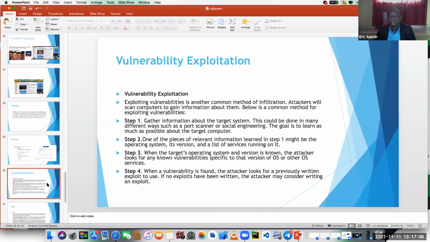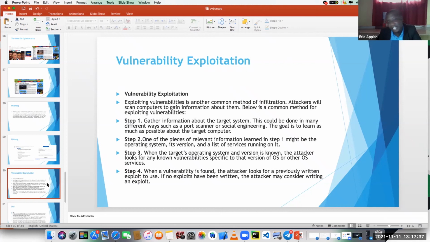Exploiting vulnerabilities is another common form of infiltration. Attackers scan computers to gain knowledge about them. Before someone attacks you, the person doesn't just click on something and say, I want to attack you. No, the person must first of all have a motive. Why do I want to attack this person? The person will begin gathering information about you.